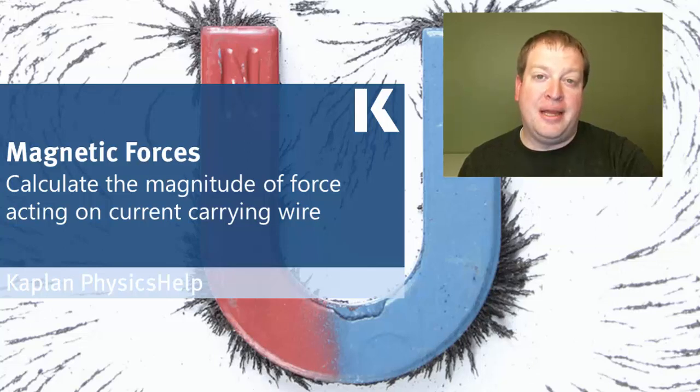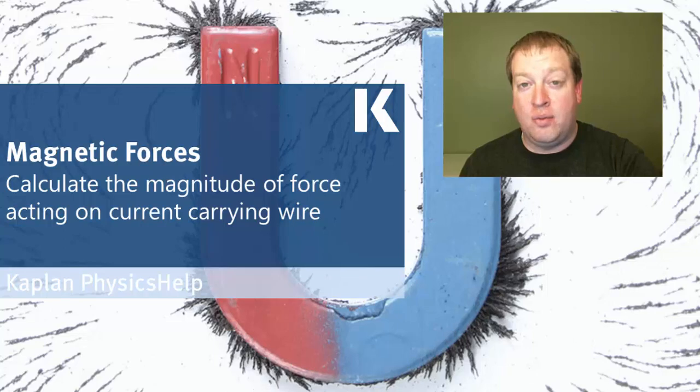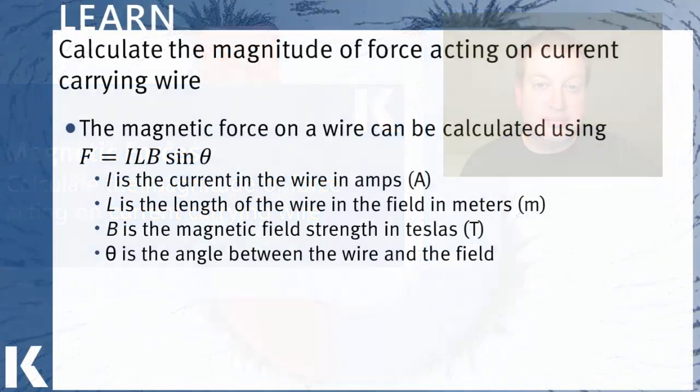Hi, I'm Dan Abel, and in this video we're going to calculate the magnitude of the force acting on a current carrying wire in a magnetic field. In a previous lesson, you learned how to calculate the magnetic force on a charged particle moving in a magnetic field. Instead, if you have a wire, you can think of it as a series of charged particles moving down the conductor.